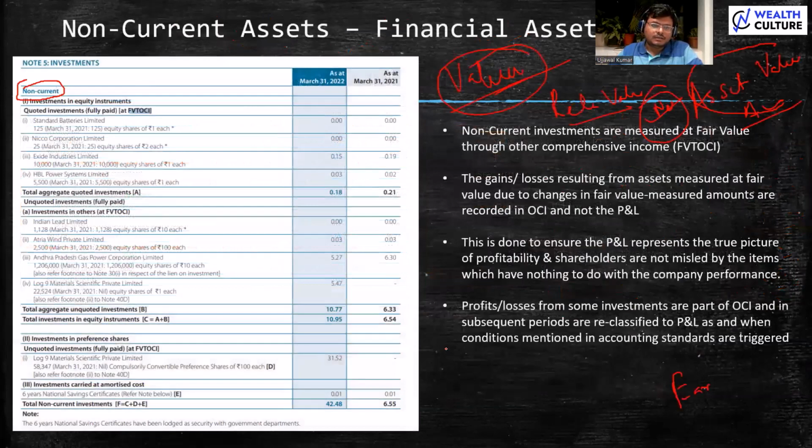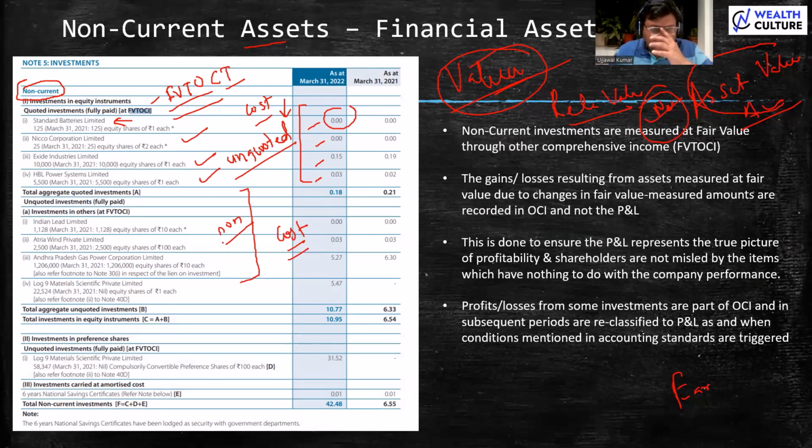Now let's just go back to this non-current financial asset section and look at the kind of elements that they have mentioned. For example, Amara Raja Batteries has invested in this company called Standard Battery Limited, and they are using the fair value through other comprehensive income approach to value this asset. The reason why this might be showing up as zero is because you have 125 equity shares of 1 rupee each, so this value is just 125.